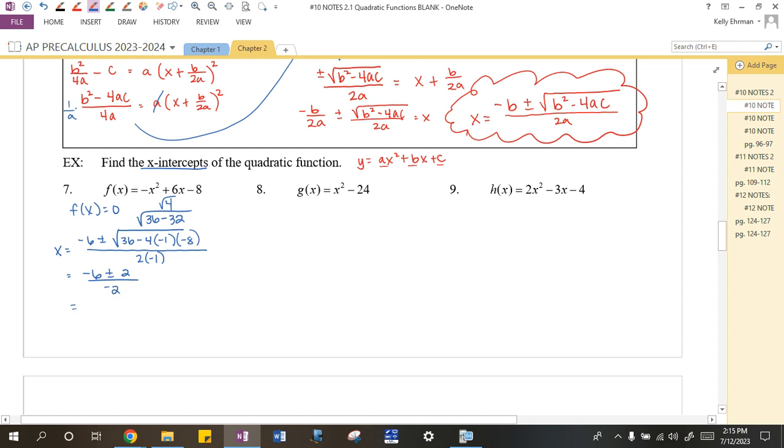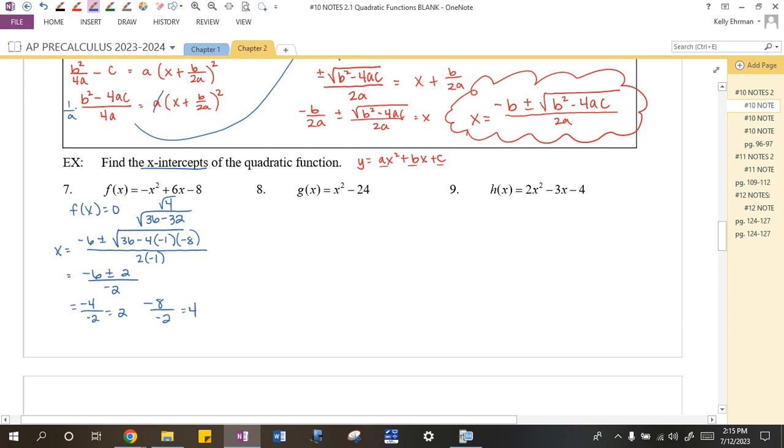Now I'm getting something that doesn't involve a square root. That tells me, hey, you probably could have factored this thing. So negative 6 plus 2 is negative 4, over negative 2, which is 2. Negative 6 minus 2 is negative 8 over negative 2, which is 4.